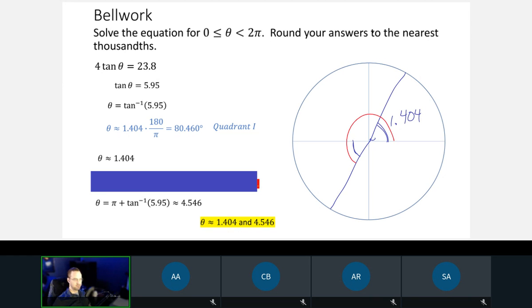So you don't necessarily have to memorize those formulas from unit 3 of taking a reference angle to figure out the other one in this case. If you just draw a picture, the picture should kind of tell you what to do.